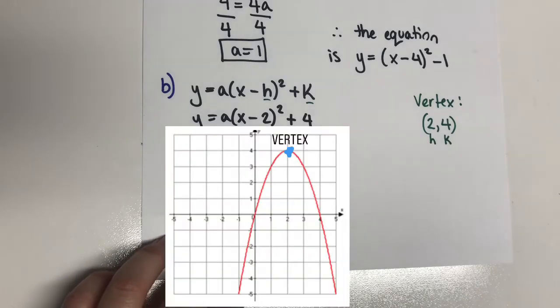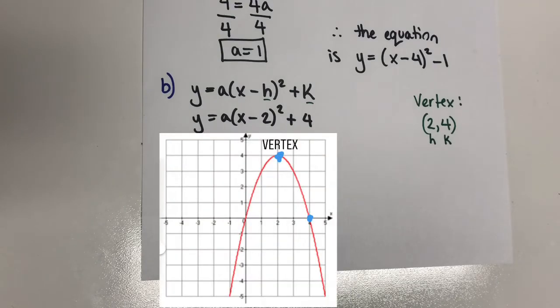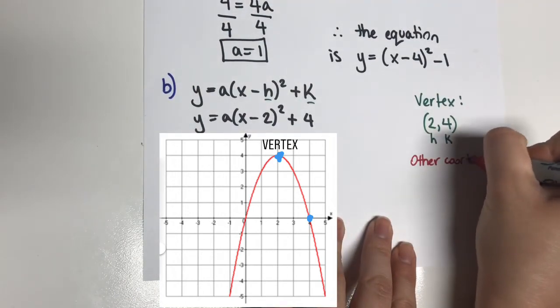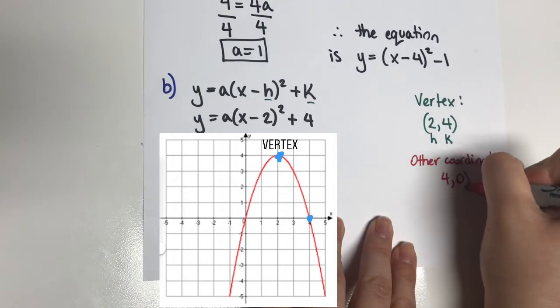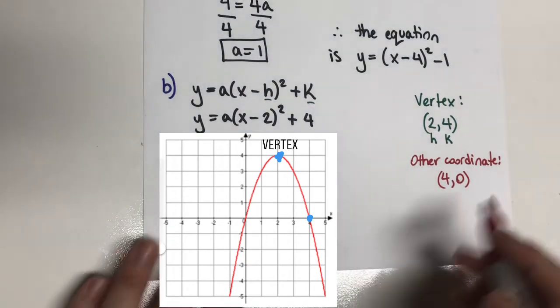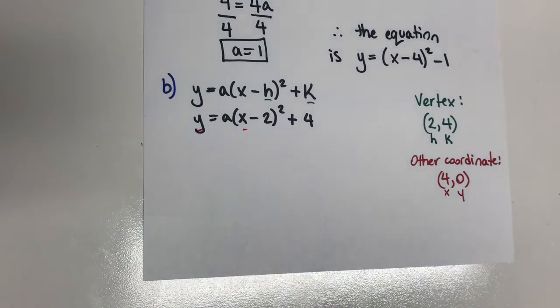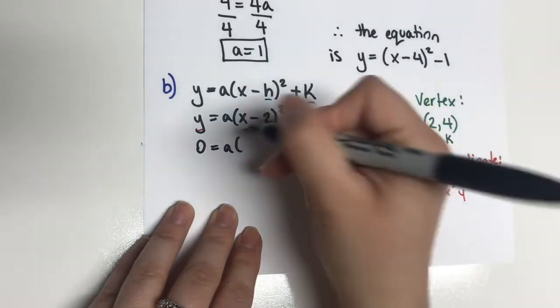Again, I need to find another coordinate. This time I'm going to use the x-intercept. So really it can be any coordinate. It's nice to pick a whole number. So I'm looking for places where it crosses the grid nicely. And my other coordinate is 4, 0. So that's what I'm going to replace x and y with. So instead of y, I'm going to put 0. Instead of x, I'm going to put 4.